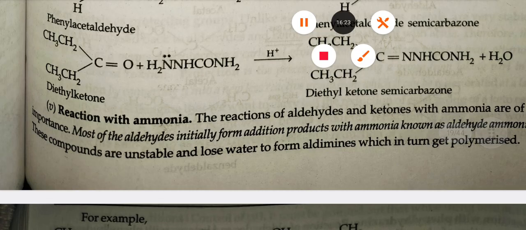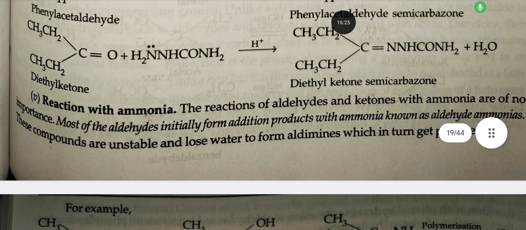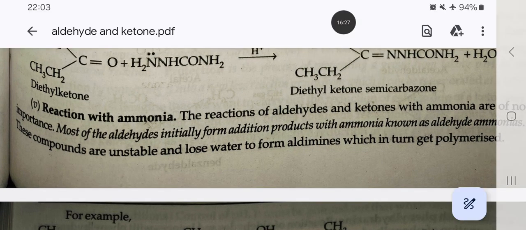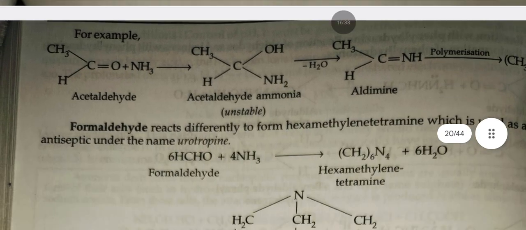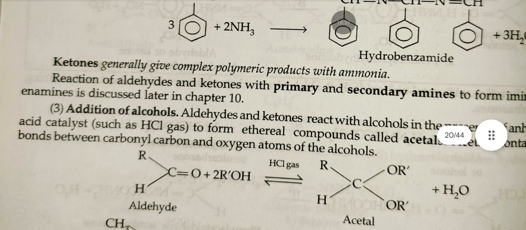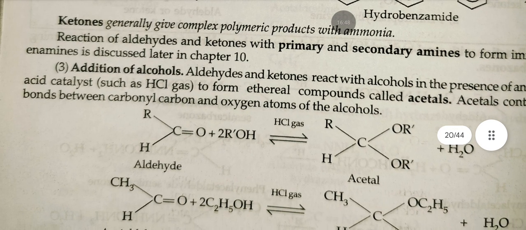Reaction with ammonia. The reactions of aldehydes and ketones with ammonia are of no importance. Most aldehydes initially form addition products with ammonia, known as aldehyde ammonias. Ketones generally give complex polymeric products with ammonia. The reaction of aldehydes and ketones with primary and secondary amines to form imines and enamines is discussed in the next chapter.